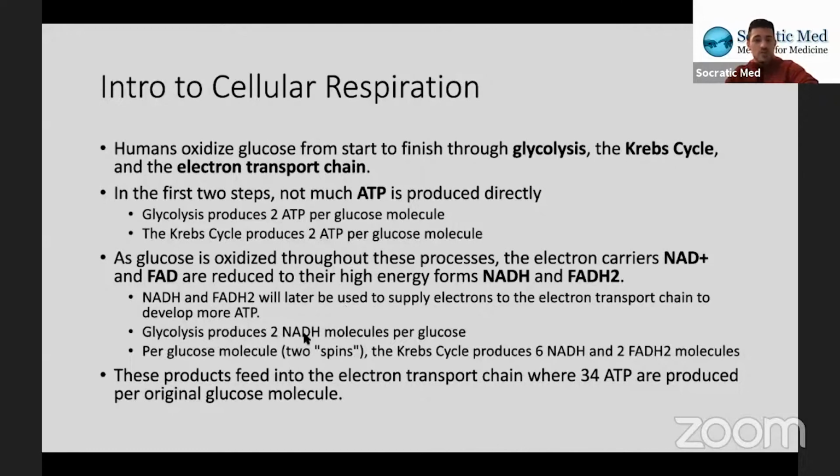So glycolysis produces 2 NADH molecules per glucose. 2 spins of the Krebs cycle produces 6 NADH and 2 FADH2 molecules. So it's important to note that the Krebs cycle spins twice for every single glucose molecule. As we're going to talk about in a couple of minutes, by the time that singular glucose molecule makes it to the Krebs cycle, it is actually split up into two different molecules, 2 3-carbon chains. So these products, after glycolysis and the Krebs cycle, they feed into the electron transport chain. And in the ETC, 34 ATP are produced per original glucose molecule.